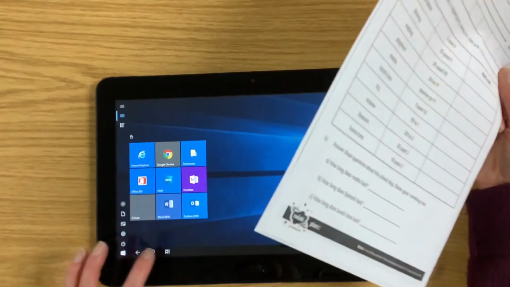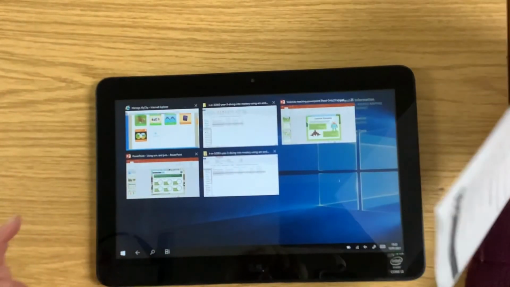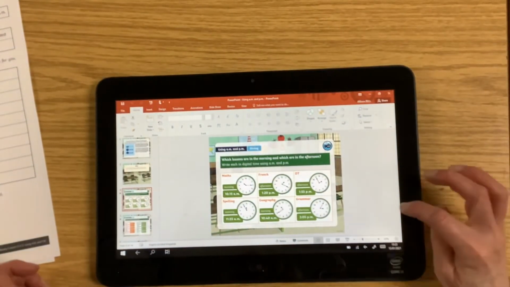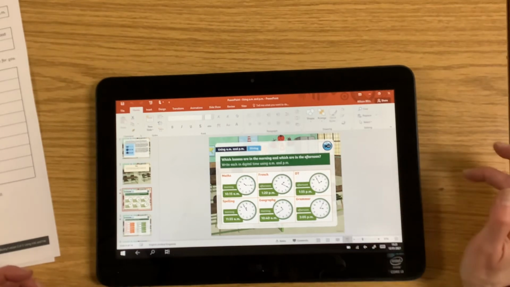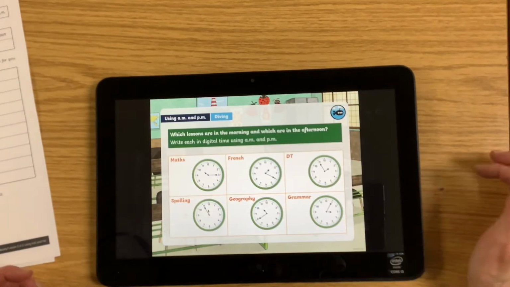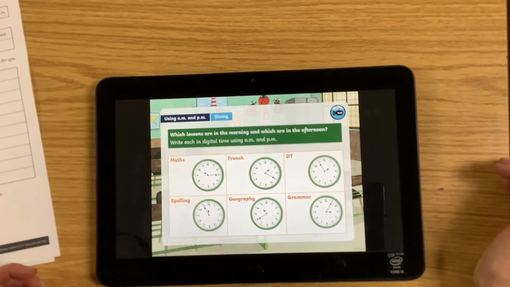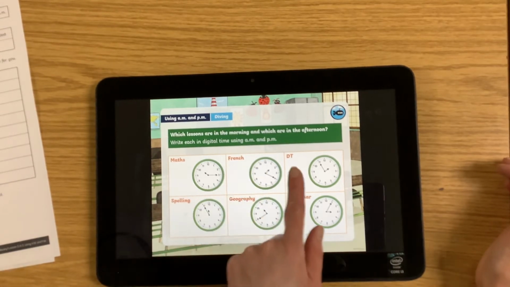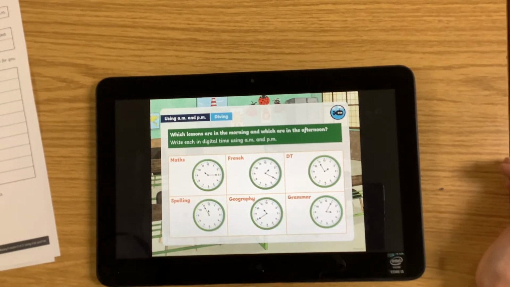Now, for our final activity for today, for my introduction to you, I want to have a little look at this screen because I want you to have a think with me about some of these questions. So let's practice using AM and PM in practice. Here's a school timetable and we've got 6 lessons that are going to happen. We've got Maths, French, DT, which is Design and Technology, Spelling, Geography and Grammar. And for each clock, I can see what time that lesson begins at.